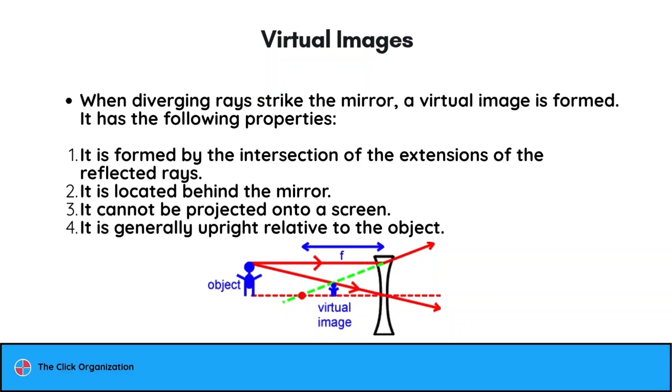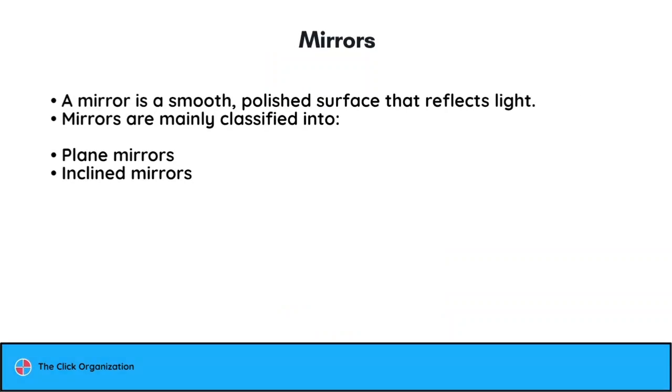And in this diagram, the reflected rays are spreading apart. And when we extend these rays backward, they meet behind the mirror, creating a virtual image. And a common example of a virtual image is the image that we see in everyday mirrors, like a bathroom mirror.